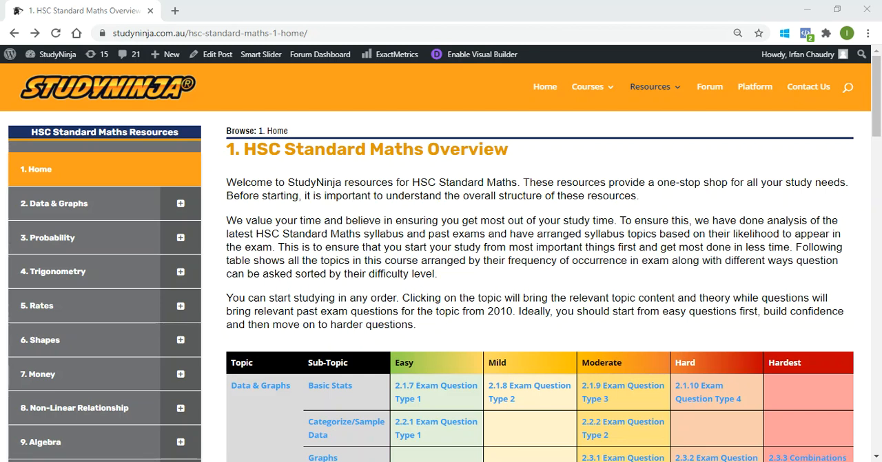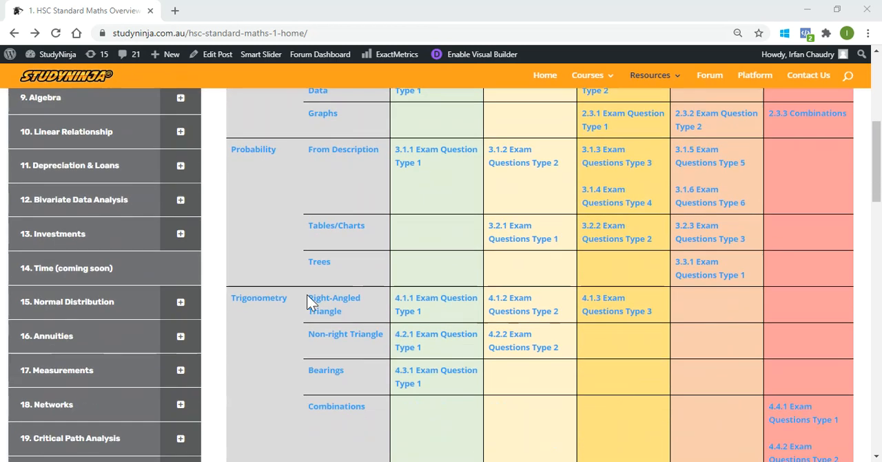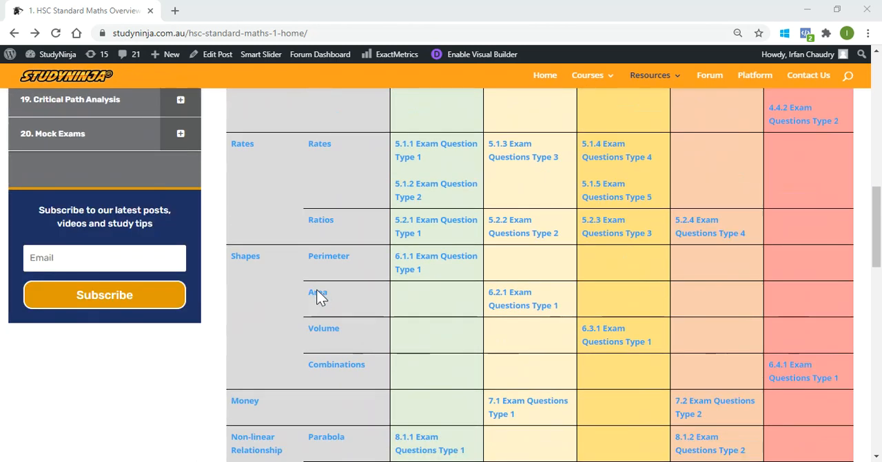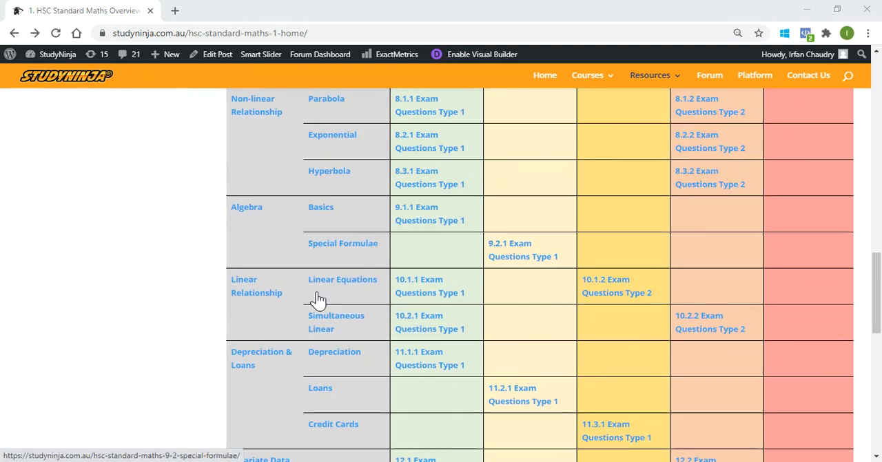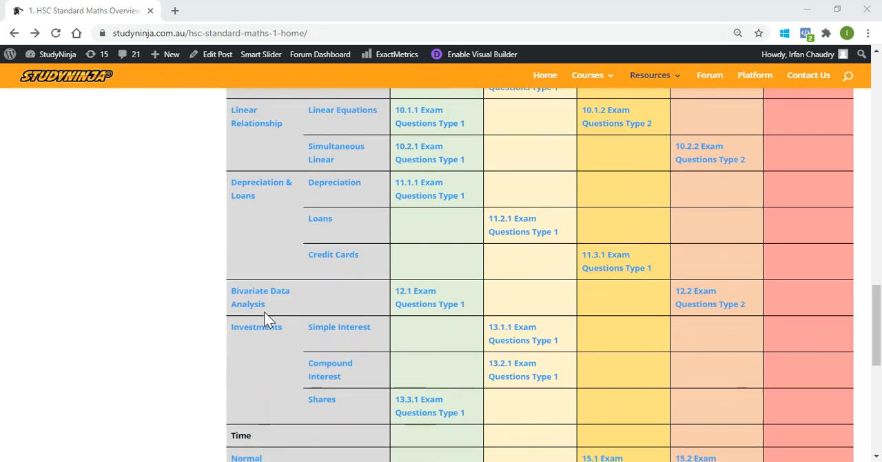Hello everyone. In today's video, I will be talking about 2019 Standard Maths exam, question number 23. This question came from the topic of bivariate data analysis. And the question itself, on the face of it, looks pretty hard, but if you understand how this works, it is not as hard as it looks.